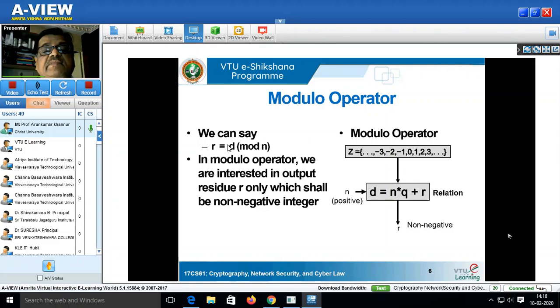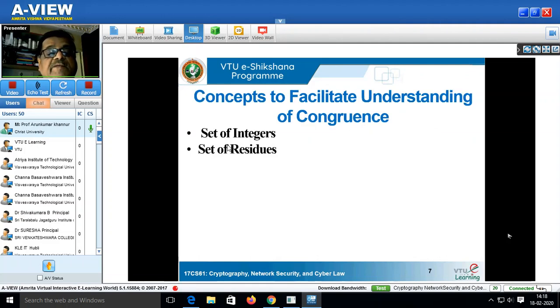Earlier, we had seen the importance of the modulo operator. Whenever we make use of division, two inputs are given as operands, and division gives out two outputs, Q and R, quotient and remainder. In the modulo operator, we are only interested in the non-negative remainder value. This non-negative remainder value plays a very crucial role in our cryptography.